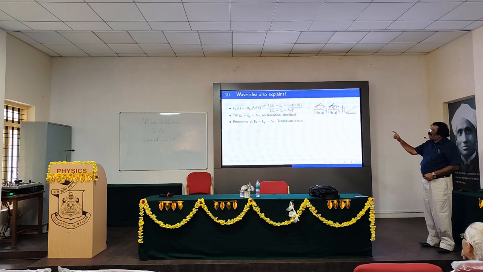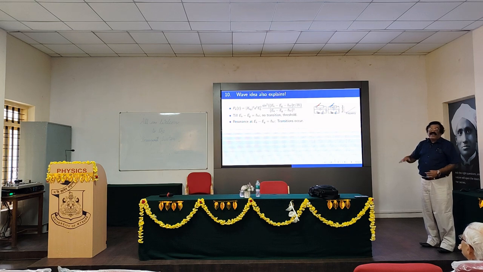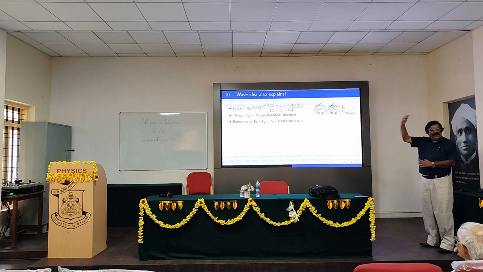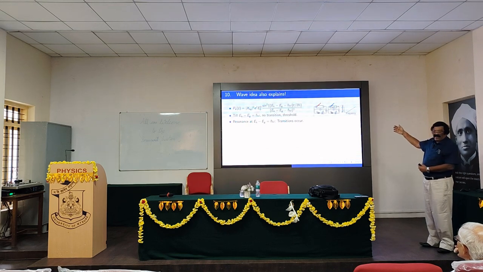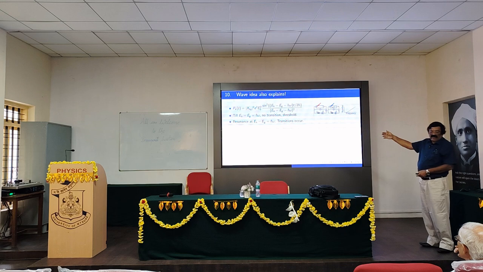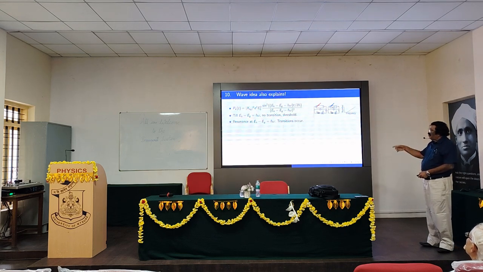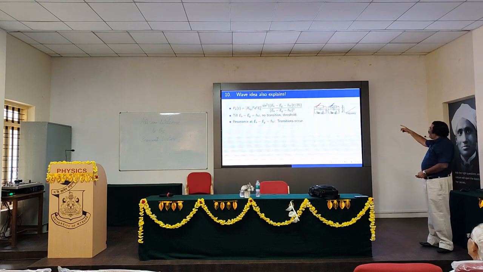So, till Ek minus Eg is equal to H cross omega, no transition. So, there is a threshold. Only when Ek minus Eg is equal to H cross omega, there will be resonance. And if you supply higher frequency light, then the resonance occurs for the further levels. Therefore, transition occurs after this level. For each k, you have a certain resonance condition. So transitions occur, and that is given by this.